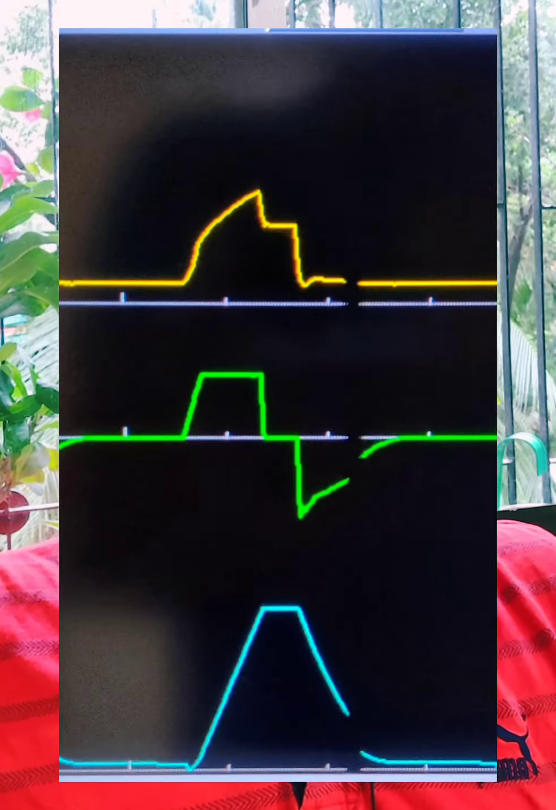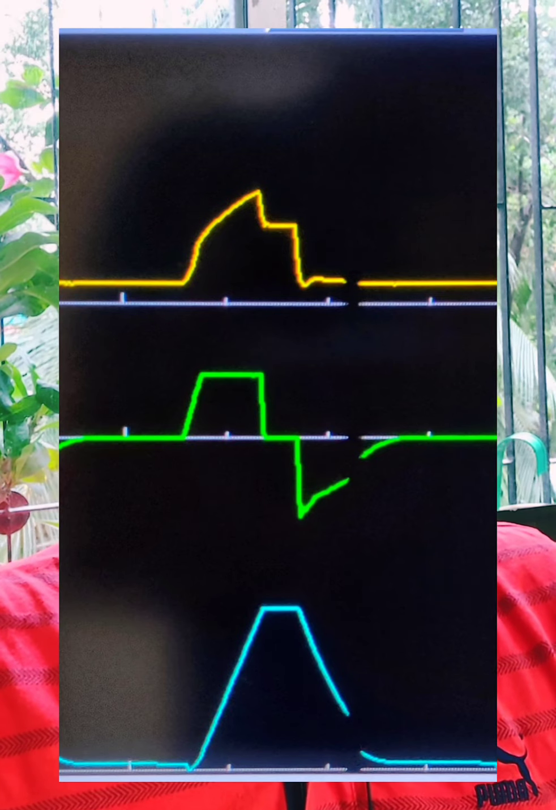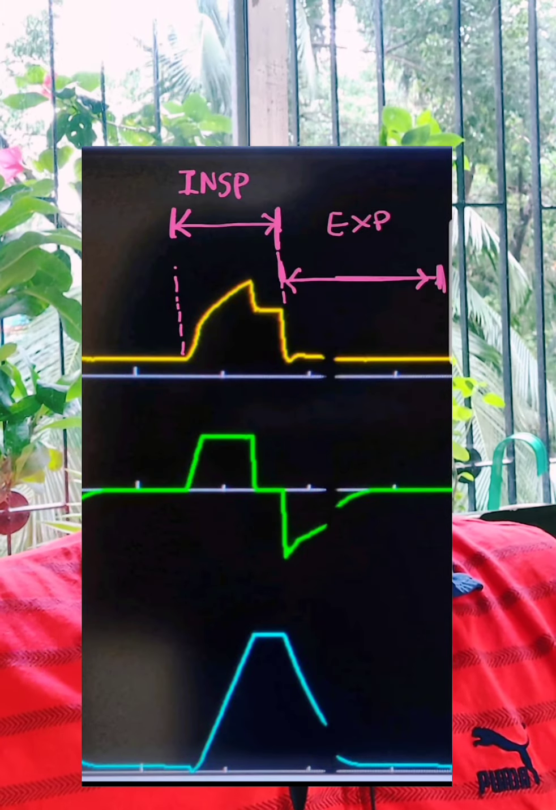So now we will discuss one breath. We will discuss volume control as well as pressure control. So now you can see the waveform, one breath waveform on your screen. One breath consists of inspiratory phase and expiratory phase. In volume control, a predetermined volume is delivered to the patient. The pressure is not in your control. So to deliver a predetermined volume, there is a fixed flow.